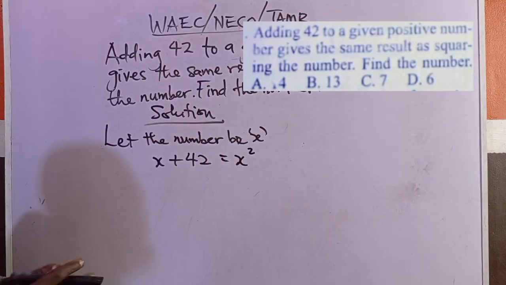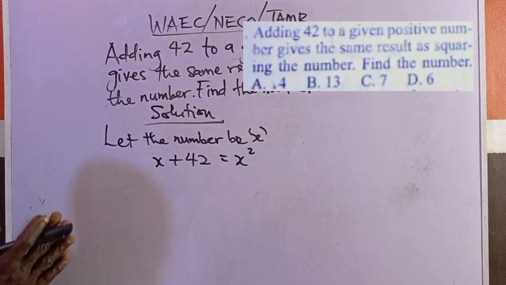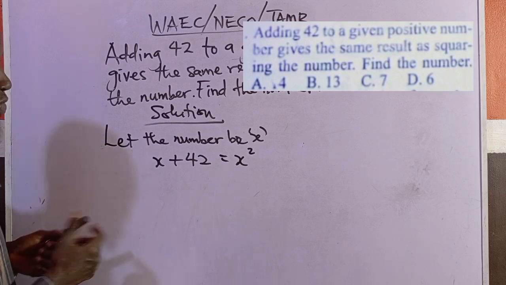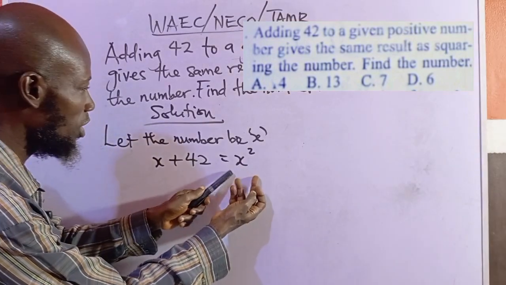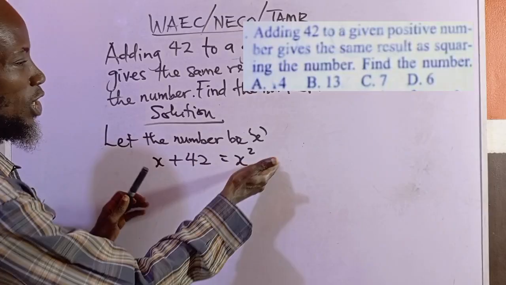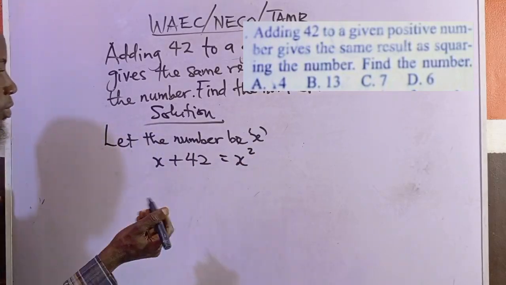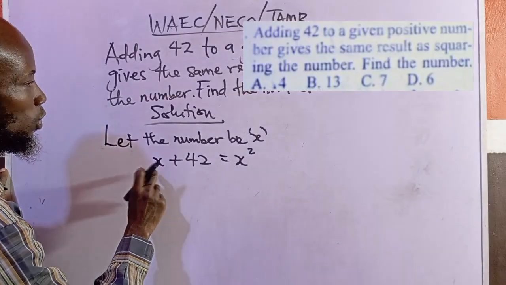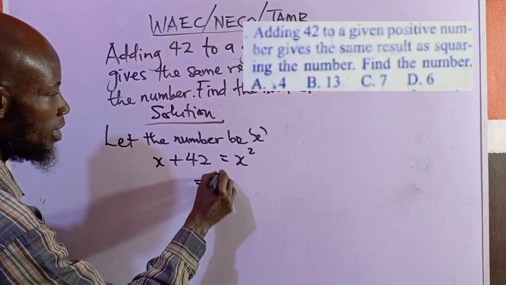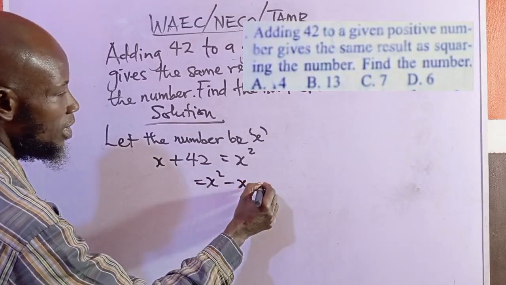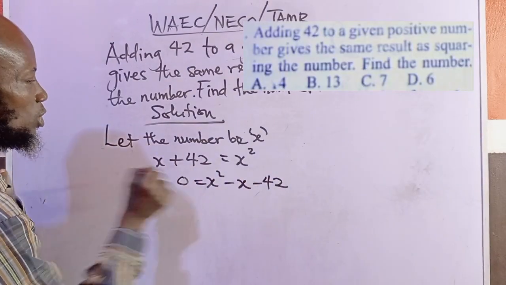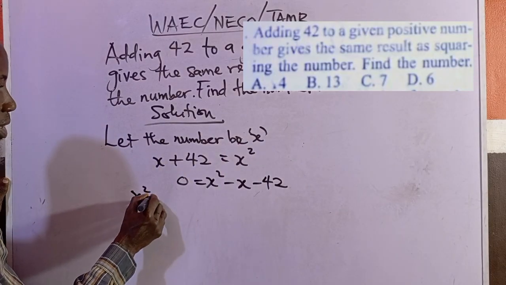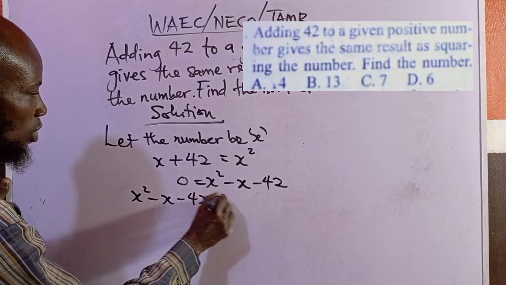So this is the interpretation of the word problem. Now let's see how we are going to simplify and solve this. We try to transpose, move everything to this side, so that everything will be equated to 0. Moving this to this side is going to be x squared minus x minus 42, then everything is equal to 0. So now let's reorder it. We have x squared minus x minus 42 equals 0.